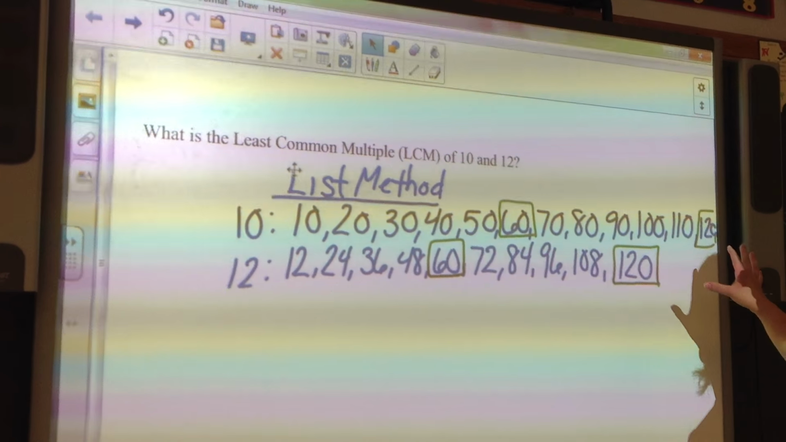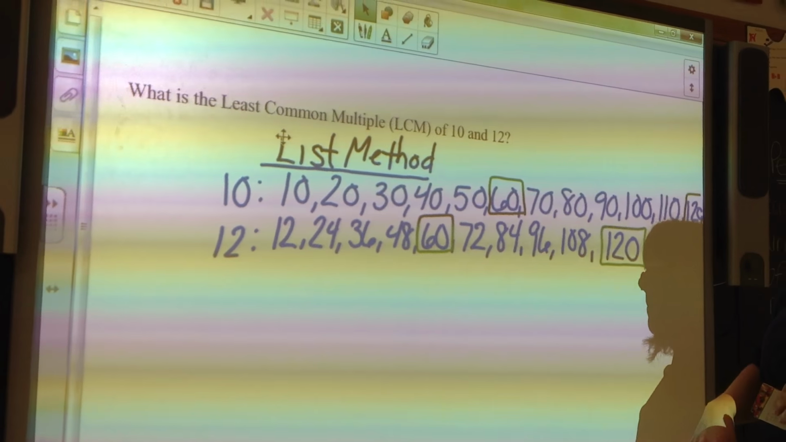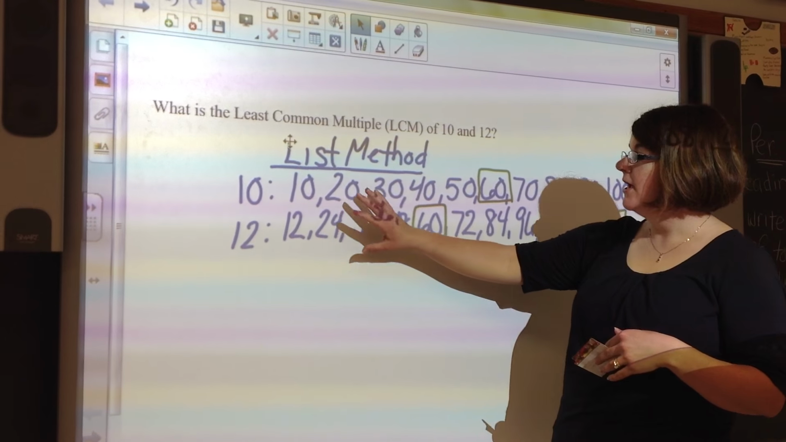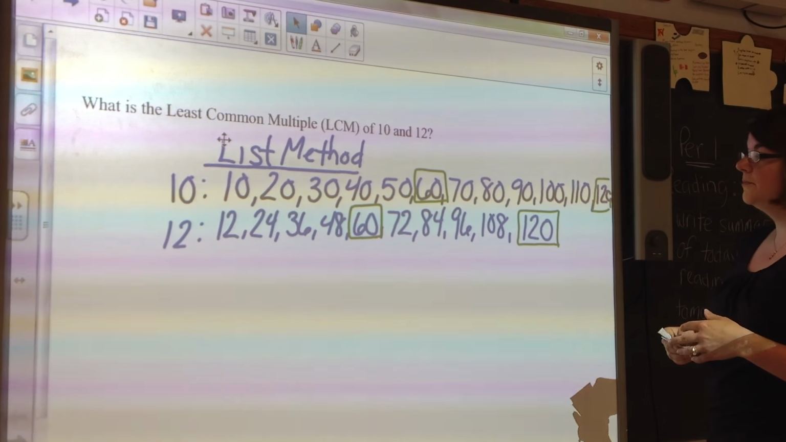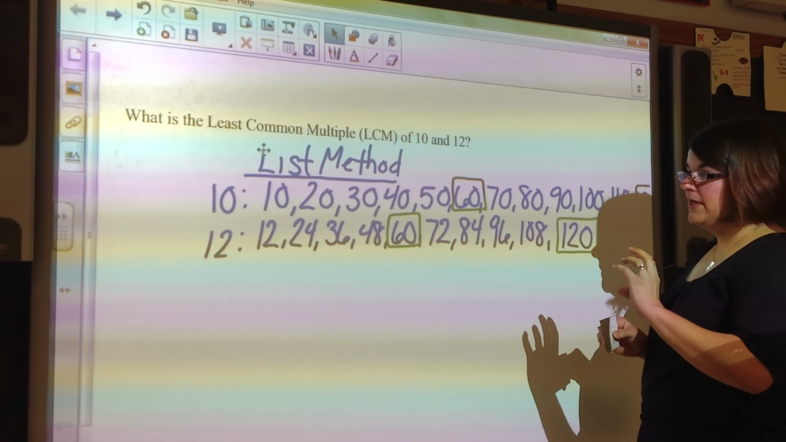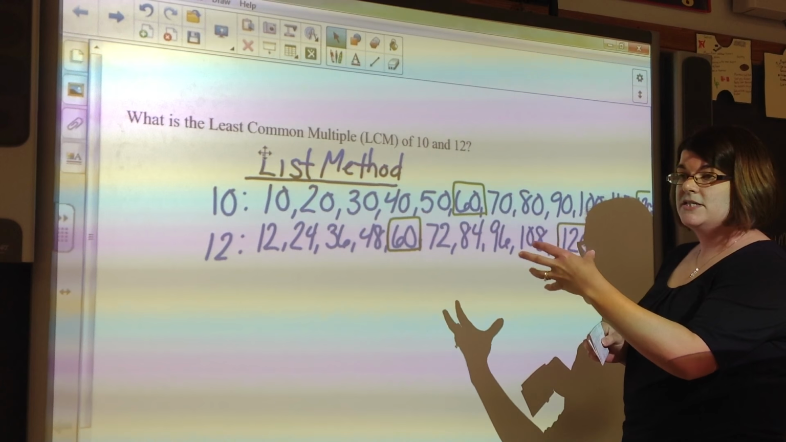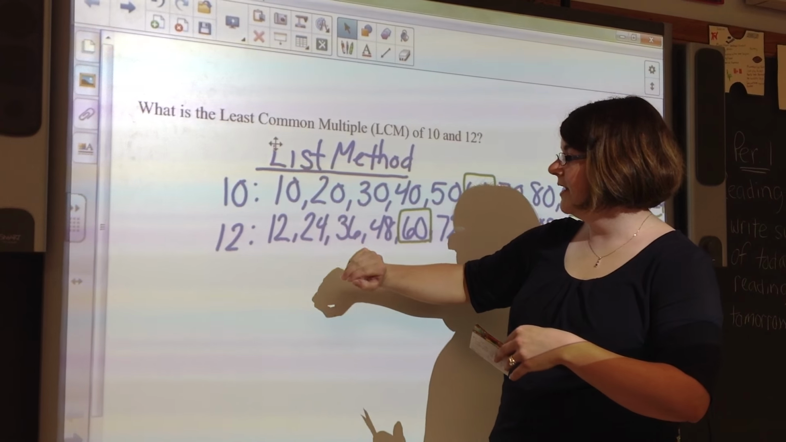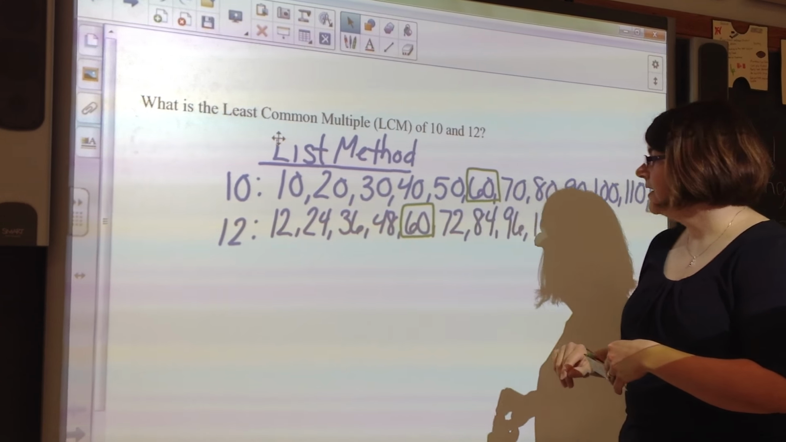The first method I have here is the list method, where you count by tens and you count by 12s. These are our two numbers here, until you find a common multiple. And again, a multiple is the number that you're given times another number. So 10 times 1 gives you 10, 10 times 2 gives you 20, and so on.